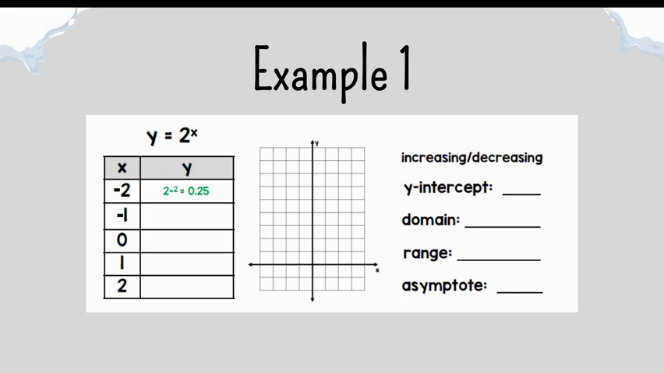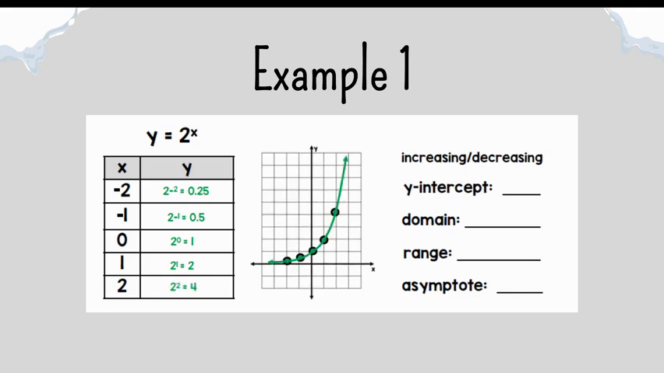Then I have -1, again, 2 to the power of -1 forces that base and exponent to move down to the denominator. That would be 1/2. Plug in 0, anything to the 0 power is 1. If I plug in 1, 2 to the first power is 2. And if I plug in 2, 2 to the second power is 4. I can then plot those points on a graph, and our curve would look something like this. Since it's increasing, this is an exponential growth function.